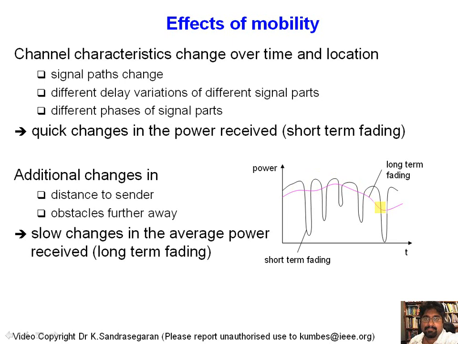So these two phenomena occur due to different effects that may be happening. But the most important thing is that short-term fading is very much dependent on the velocity at which you're traveling. So if you are moving much faster, you are more likely to have far more short-term fading than if you were stationary.